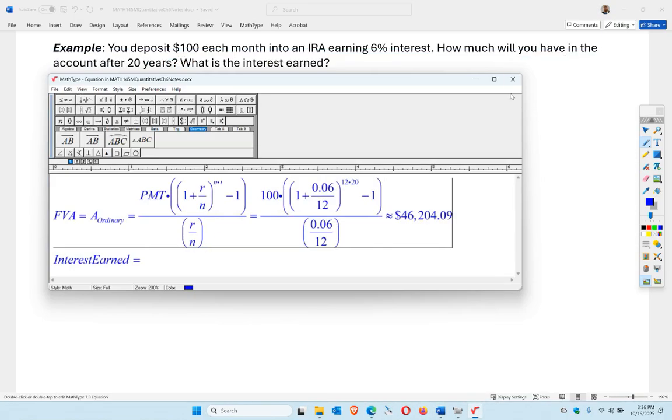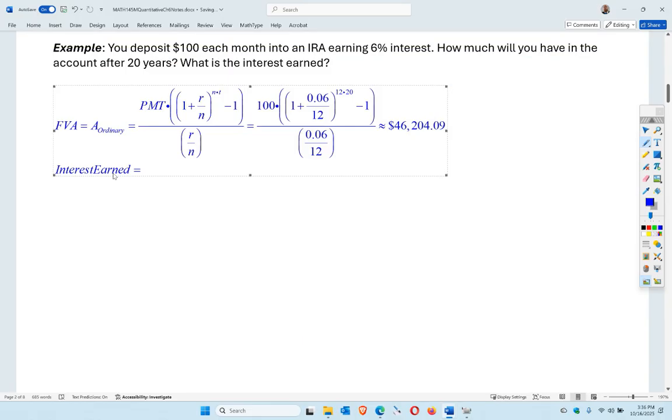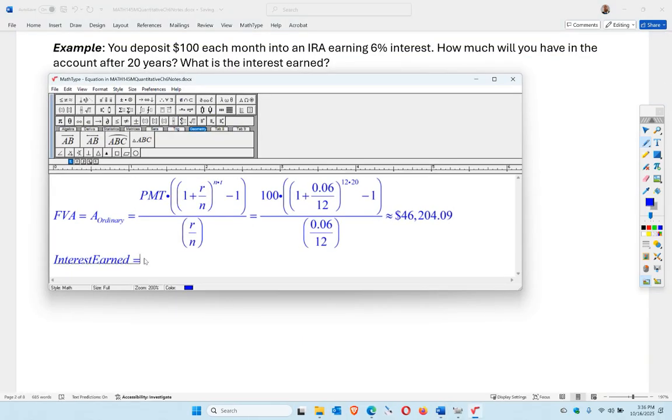All right, so we want the interest earned. Well, let's think about what that is. We have $46,204.09 in the account 20 years later after I retire, right? But I put money in, right? So I was putting $100 in. But how many times did I do that? Well, I put that in every month, which is 12 times, and I did that for 20 years, correct? So that's this amount minus $24,000, because you do 12 times 2 is 24, and you put 3 zeros.